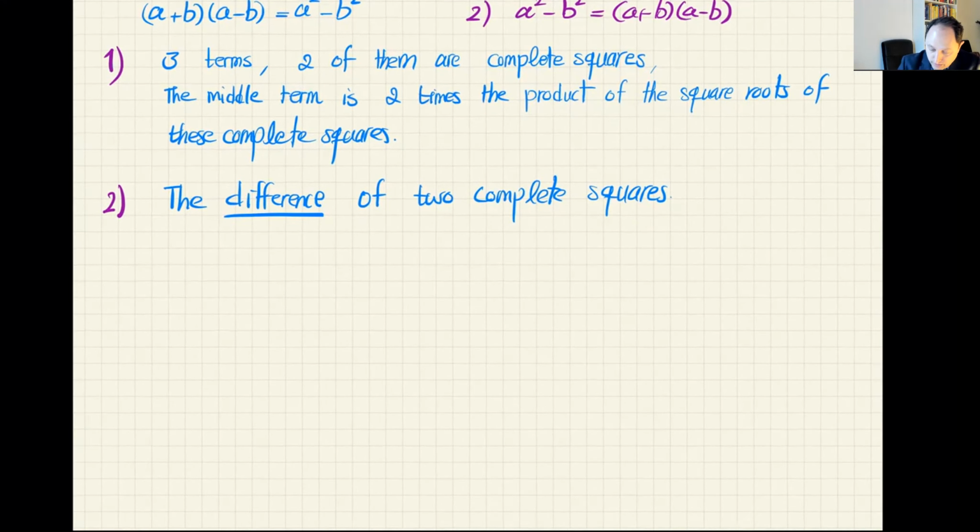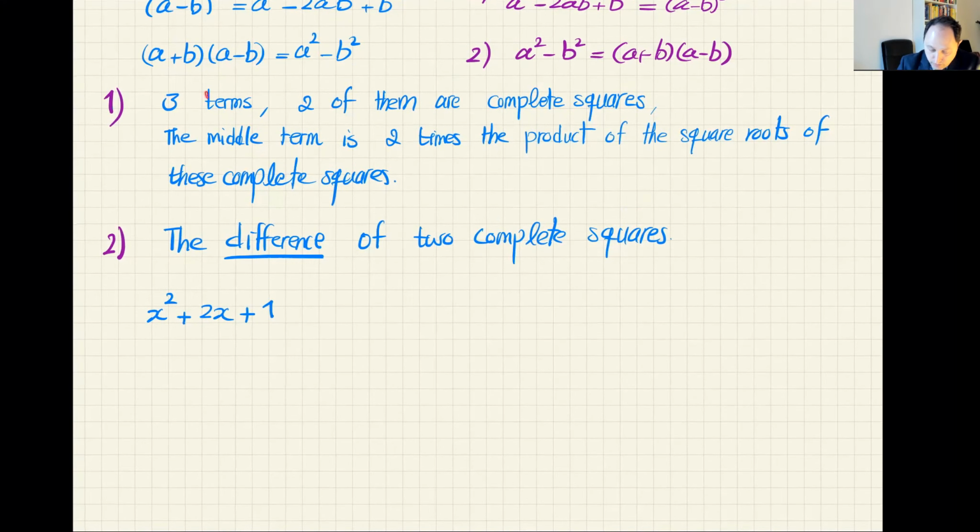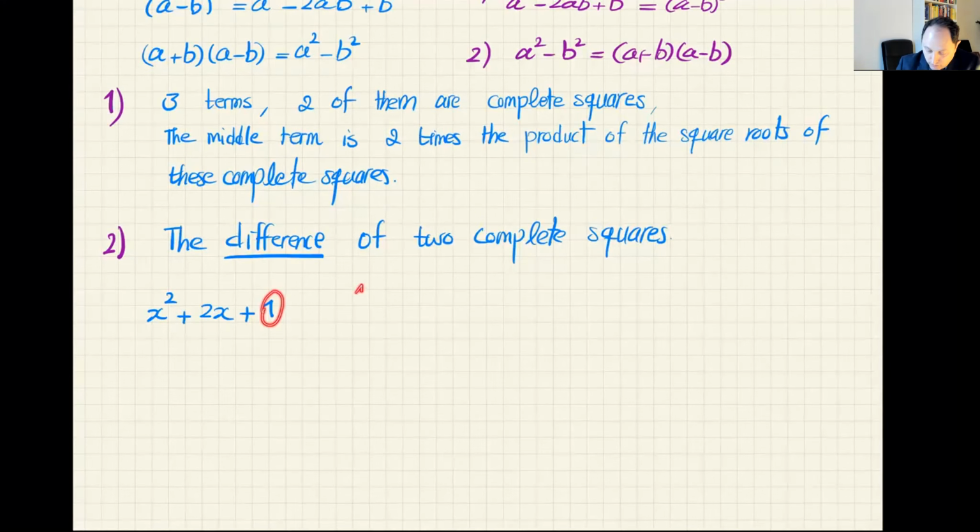So if I want to give you a very simple example, is this a squaring pattern or not? How should you think about this? First of all, you have 3 terms involved. That's correct. The second thing is that 2 of them should be complete squares. Is that true? Yes. X squared is x to the power 2. 1 is another name for 1 squared. So x squared is a complete square term, and 1 is also a complete square term. So I have this one checked.